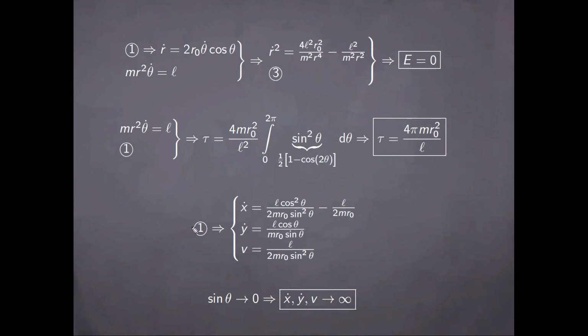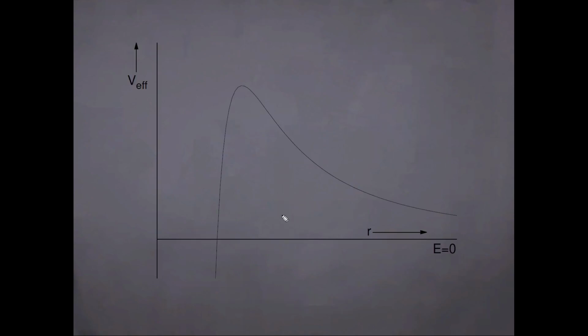Furthermore, if we go back to the time derivative of the orbit, we can write the components of the velocity in Cartesian coordinates as being given here, and we can write the magnitude of the velocity as given here. And notice that in the limit where the sine of theta goes to 0, so in the limit where the particle crosses through the center of force, all three of these quantities go to infinity. So the situation is presented here.